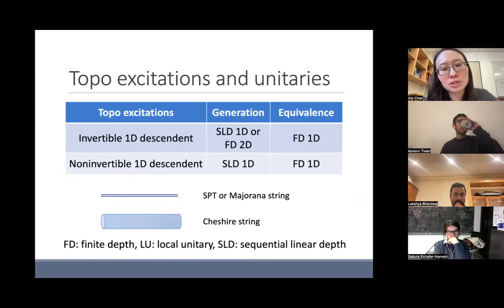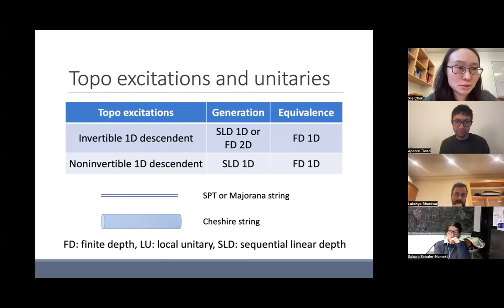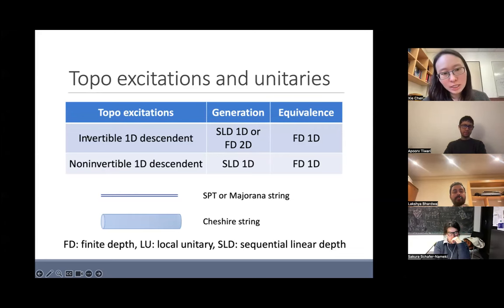And then once we start talking about descendant excitations, which are made up of these elementary excitations, we see how they are, in a sense, related and also different from the elementary excitations in terms of how to generate them and how to think about their equivalence. For example, if we have an invertible one-dimensional descendant defect, for example, the Majorana string, the one Shuhun was talking about, where fermions in a sense condense, or if we have a bosonic charge, we can have SPTs. We can have some SPT defect inside a topological bulk. Those kinds of defects are invertible because the Majorana chain and the SPT phase are all invertible phases.